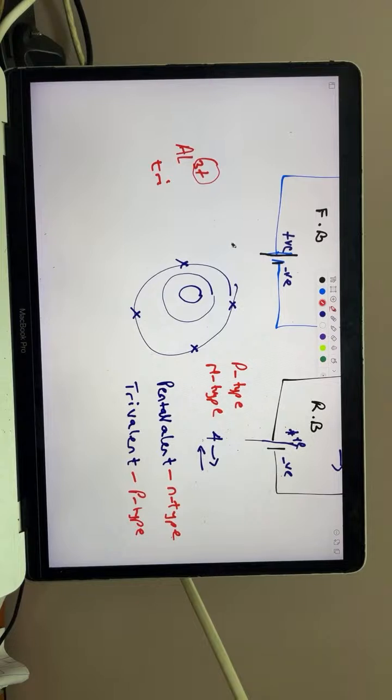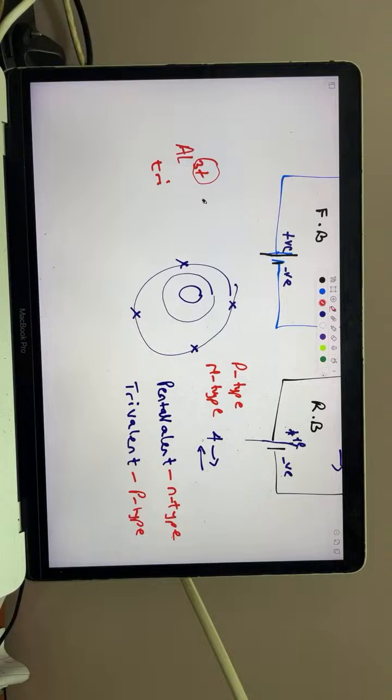N type or p type? Let me know your answer. What will you get? N type or p type? When you use aluminum to dope, aluminum is trivalent. So what will you get? Very good, p-type semiconductor. So now, you know you can delete option A and C. You can delete option A and C.